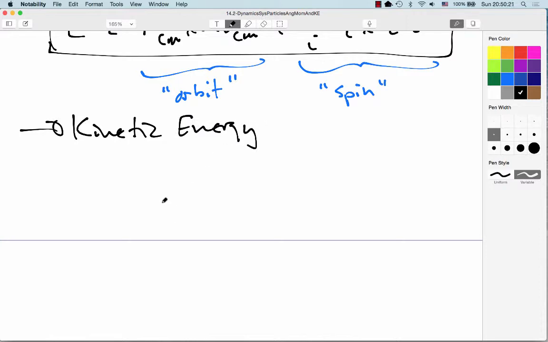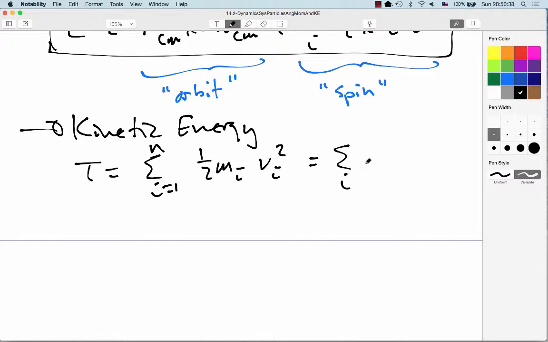So I'm just going to do what we've done before. The kinetic energy is equal to the sum over i, we'll be nice about the first time, from i equals 1 to n of 1/2 mi vi squared, which would be the sum over i of mi times vi dotted with itself. That's how you square something.